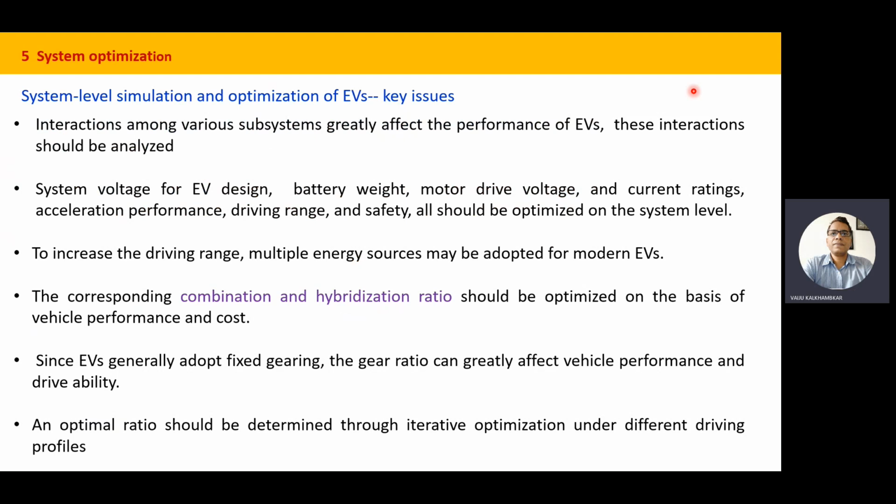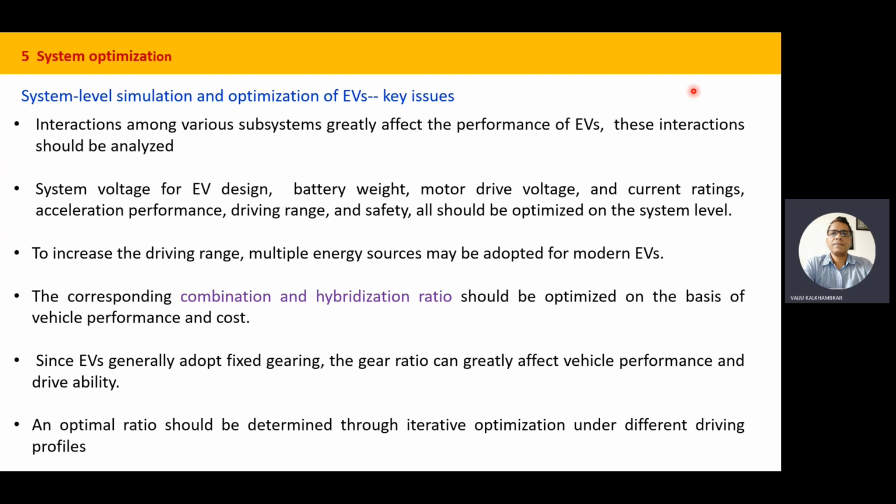Next technology is system optimization. Basically it is a system level simulation and optimization for the electric vehicle. As we have to optimize the electric vehicle system, this optimized system should check and analyze interactions among various subsystems, as these interactions affect the performance of the electric vehicle, and these interactions should be properly analyzed.